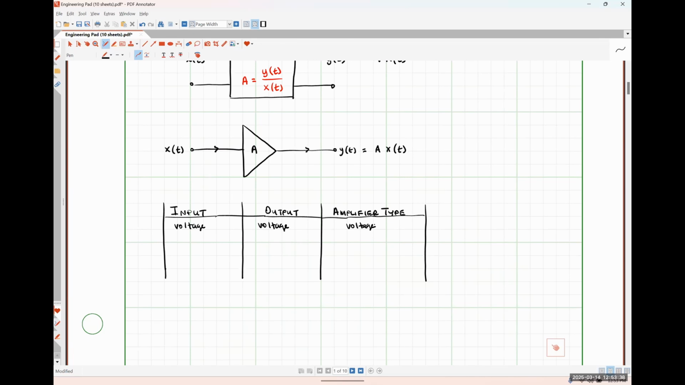The second type of amplifier is when we have current as our input and current as our output. And this is what's known as a current amplifier.